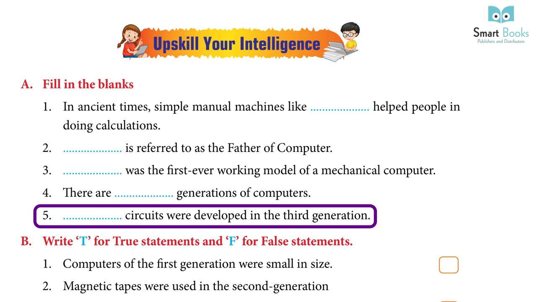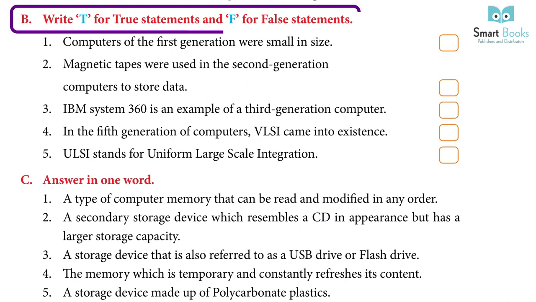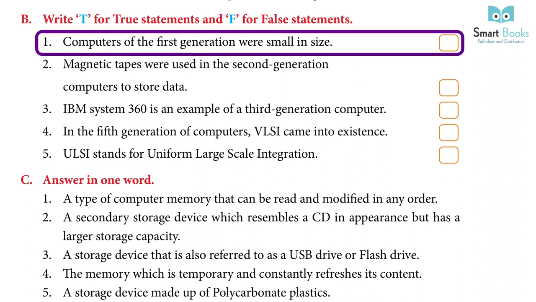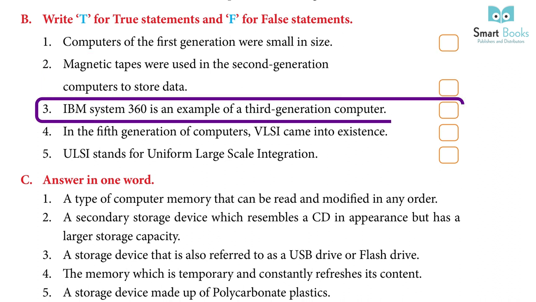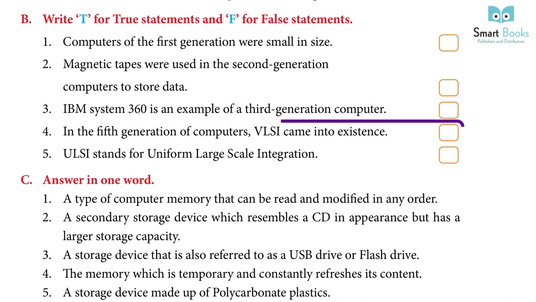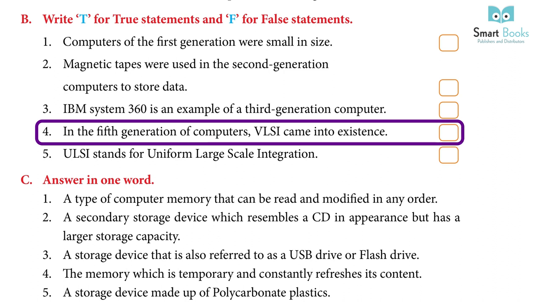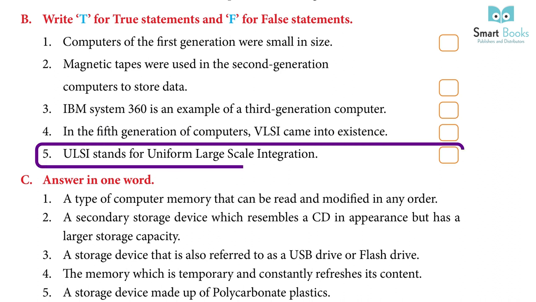Answer: integrated circuits. B. Write T for true statements and F for false statements. 1. Computers of the first generation were small in size. Answer: true. 2. Magnetic tapes were used in the second generation computers to store data. Answer: true. 3. IBM System 360 is an example of a third generation computer. Answer: true. 4. In the fifth generation of computers, VLSI came into existence. Answer: true.